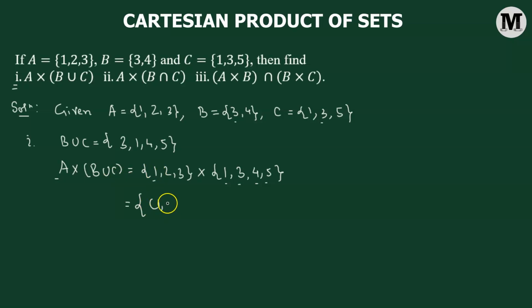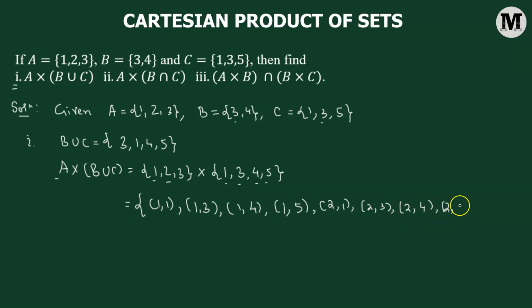So that means we are going to get the first ordered pair, which is 1, 1. Next ordered pair, that's going to be 1, 3. Third ordered pair, that's going to be 1, 4. The fourth ordered pair is going to be 1, 5. Fine. Next, we are going to pick up the second element of the set A, which is 2 here, and we're going to form an ordered pair with each of the 4 elements of the second set B union C. So that's going to give us 2, 1. Next, we have 2, 3. Then we have 2, 4, and then we have 2, 5.